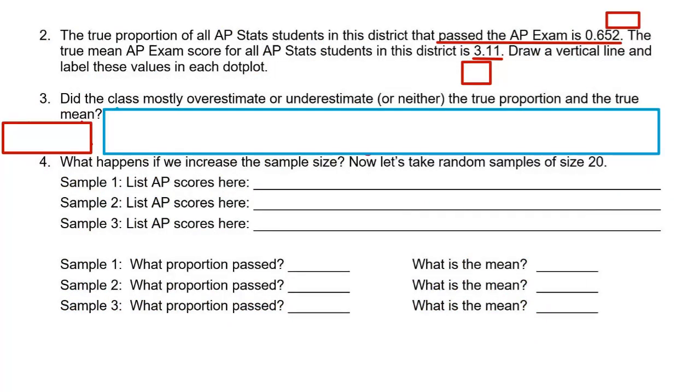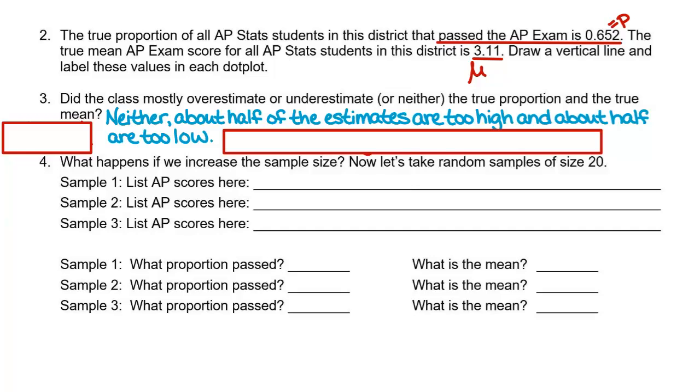Okay, so I'm going to flip over here. Again, if you did not label these already, please label the 0.652 as p and the 3.11 as mu. And so then my answer to number 3, I'm going to say neither. About half of the estimates are too high and about half are too low. Not exactly, but we did an okay job with this.